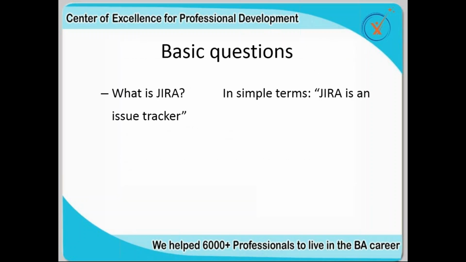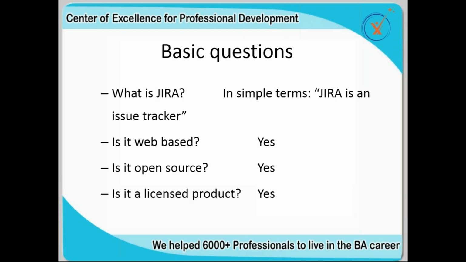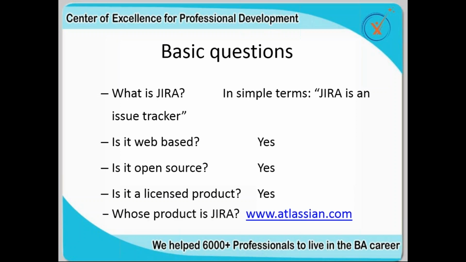Now, generally, the basic question that is asked is why we use the Jira tool. In simple terms, with the help of this Jira tool, we can track the issue. Whatever backlogs you are creating, everything that is created in the Jira tool is called an issue. It is a web-based application. Your Jira tool product is a licensed product, and this product is from Atlassian. It is an Atlassian product.